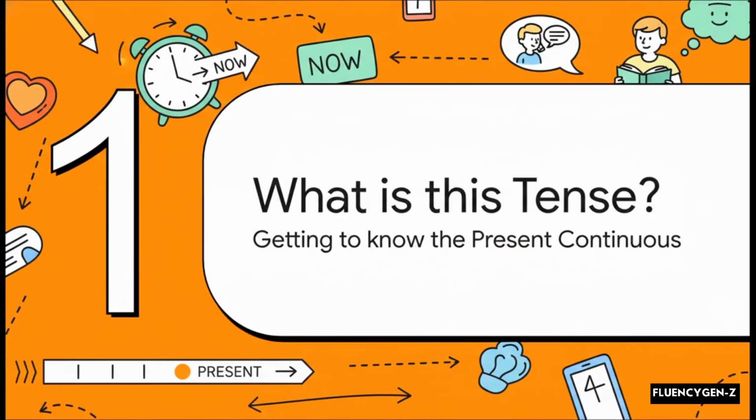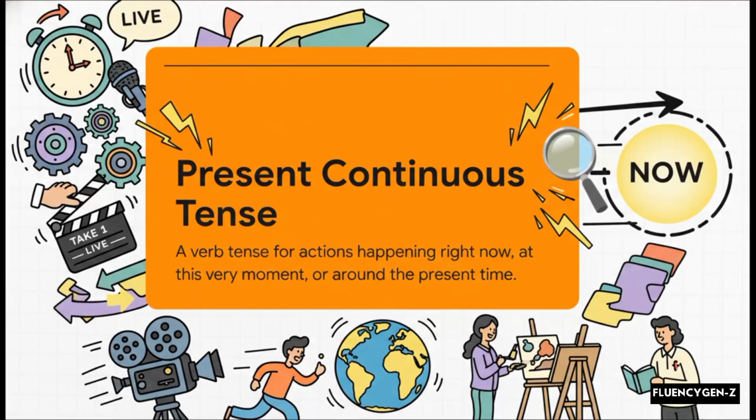All right, section 1. Let's start with the most basic question of all. What in the world is this tense? Okay, simply put, it's the now tense, for things that are happening right now, actions that are literally in progress as we speak. You can almost think of it as the live action, play-by-play tense of the English language. It's all about what's going on at this very moment.